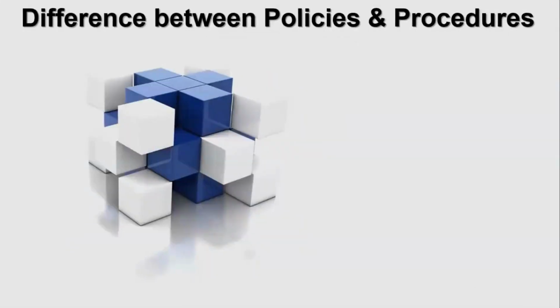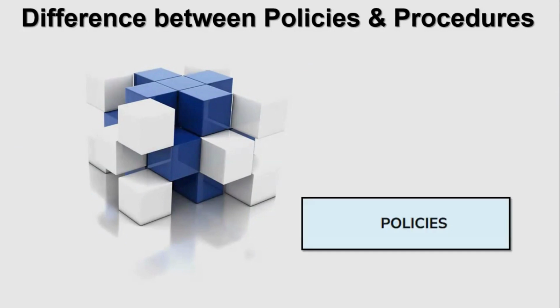Now, a policy is a high-level statement or set of principles that outline an organization's stance, intent, or direction on a particular subject or issue. Policies are designed to guide decision-making and establish the framework for actions within the organization. They set the overall direction and expectations, but do not provide detailed instructions on how to implement those expectations.